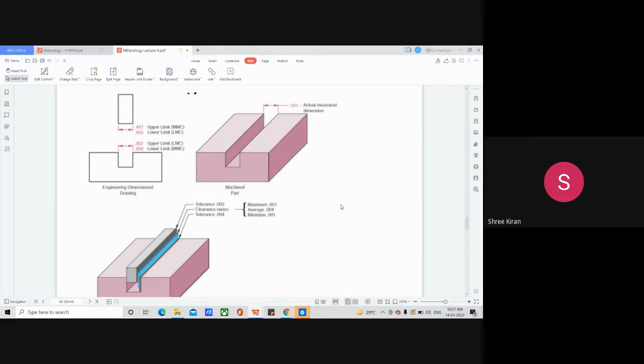So we were discussing the various aspects, mainly the theory about allowances and tolerances. To an extent it has been done: tolerances and allowances.